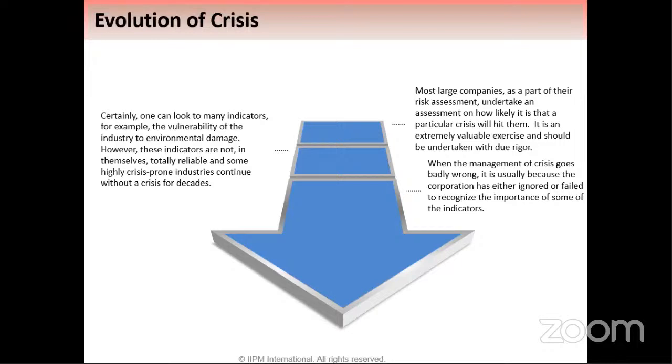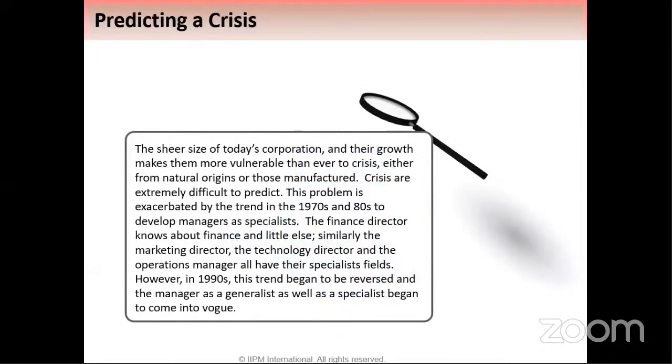When the management of crisis goes wrong, it's usually the corporation that has either ignored or failed to recognize the importance of some of these indicators. The sheer size of today's corporations and their growth makes them more vulnerable than ever to crisis, either from natural origins or those manufactured. Crises are extremely difficult to predict.